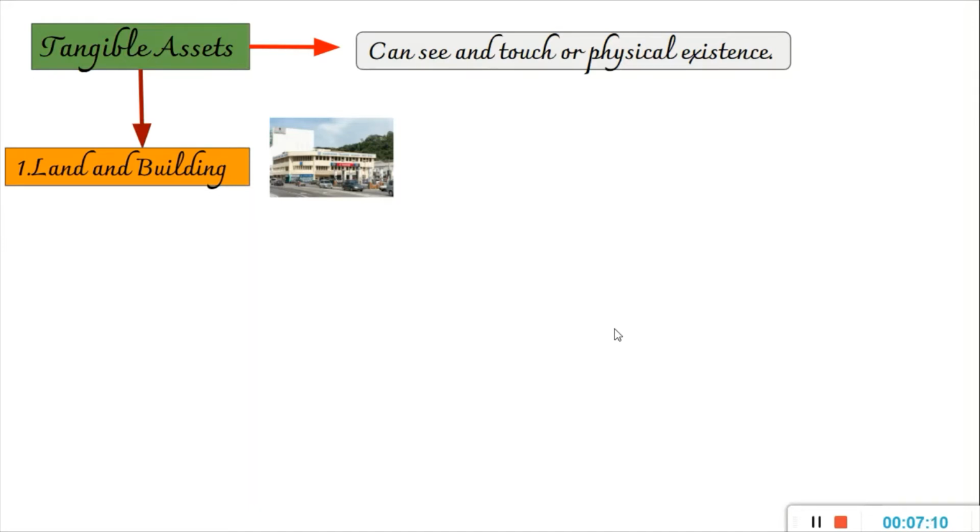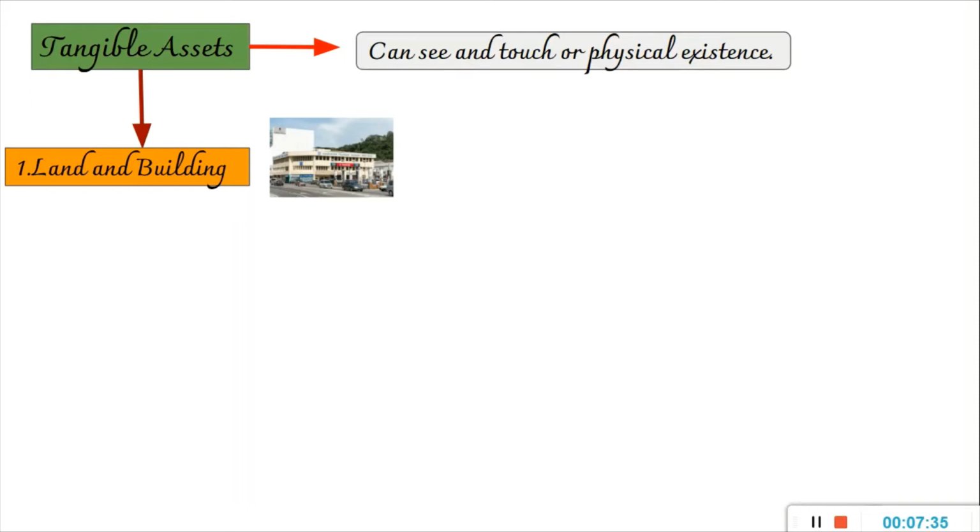Can you see any difference between land and building? Yes, both have differences. The main difference is that the cost of the land is fixed. If we purchased it in 2020, then after 2030 also, the land cost may increase, but it will not decrease. But at the same time, the building's cost will decrease every time.